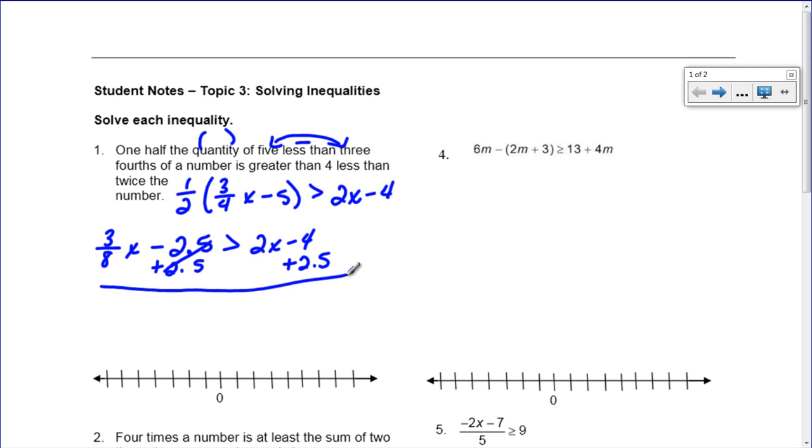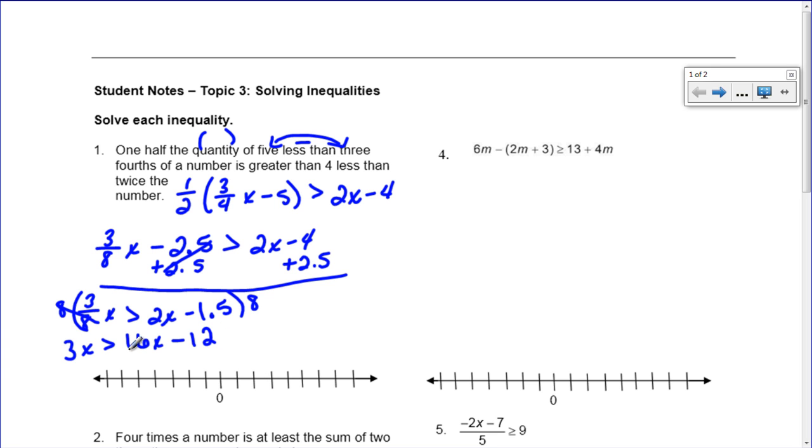And so now I have 3/8 x is greater than 2x. And if I do negative 4 plus 2.5, that gives me negative 1.5, so I have minus 1.5. Now, I'm going to clear my fraction. I don't want to have to deal with this fraction in my problem, so I'm going to multiply both sides by 8 so that I no longer have this fraction. So this becomes 3x is greater than 2x times 8 is 16x, and then negative 1.5 times 8 becomes negative 12. So this is going to stay minus 12.